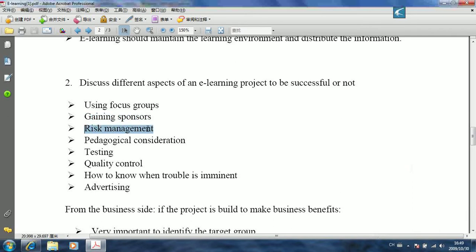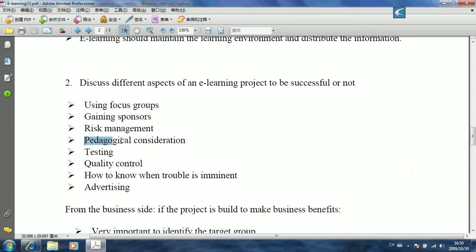And we also have to keep in mind risk management. It will help us make better choices, like what kind of strategies we are going to follow, what kind of equipment we are going to buy, and what kind of specific steps we are going to take, and we have to be careful.